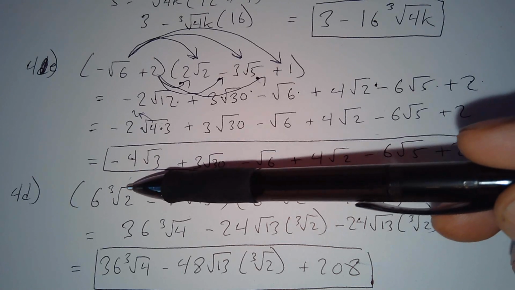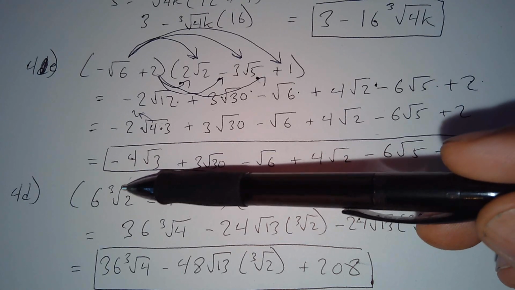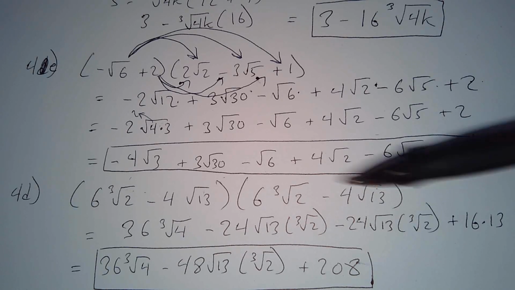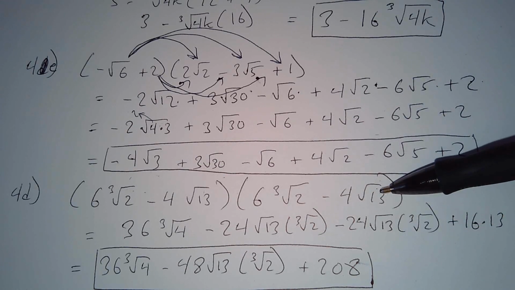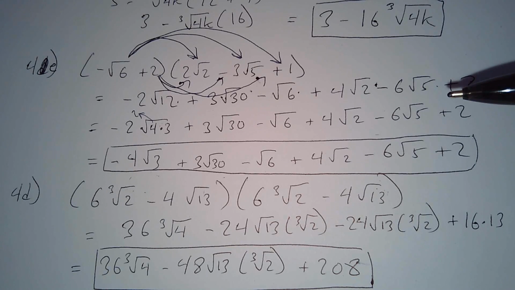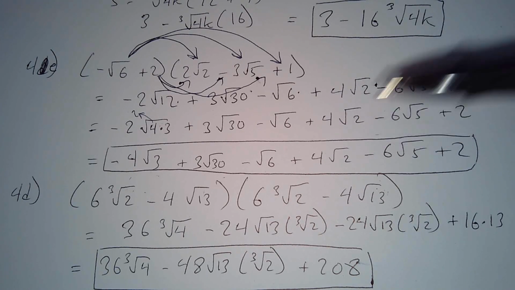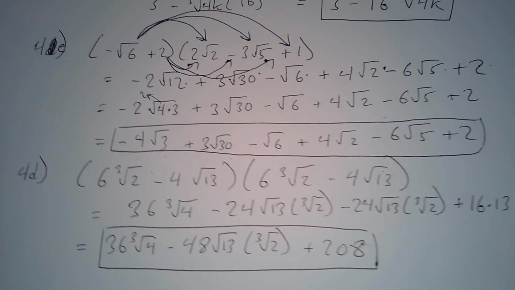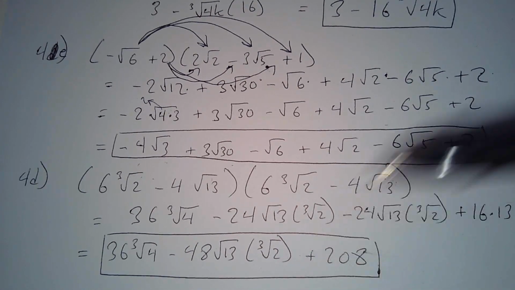when we go the cube root of 2 times 6, and the cube root of 2 multiplied by 4 root 13, the 2 and the 13 can't multiply together because the roots are different. Okay, so if they're both cube roots or both square roots, then you could do that. Okay, so that's why you kind of get this weird answer over here.